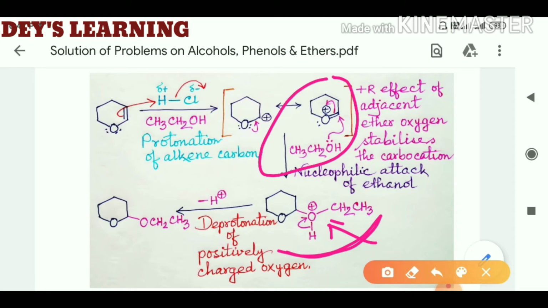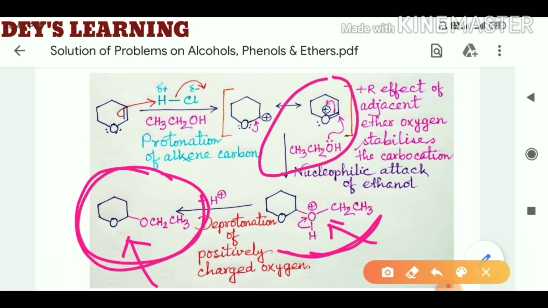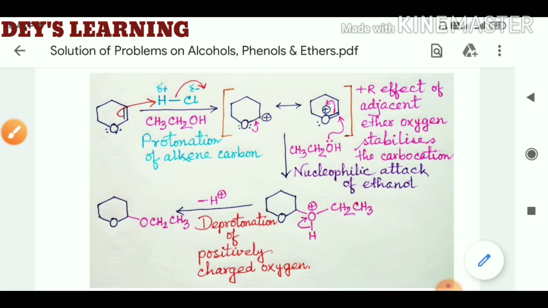So the oxygen is positively charged, and in the last step the deprotonation, the release of H plus ion, occurs from this positively charged oxygen, and as a matter of fact we get this product, and this is our final product, of course. This is actually an acetal molecule, which is our product, the outcome of the given problem.